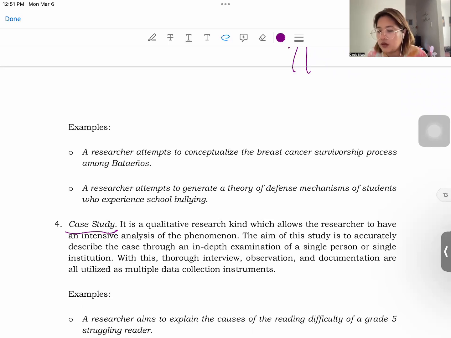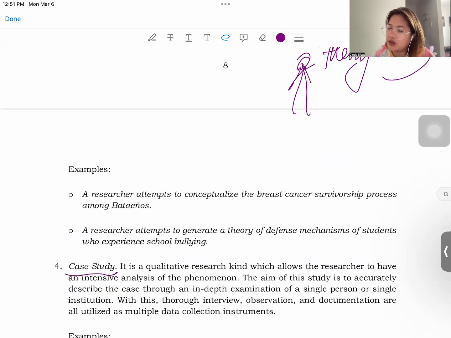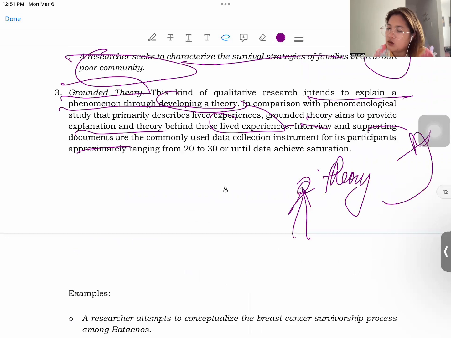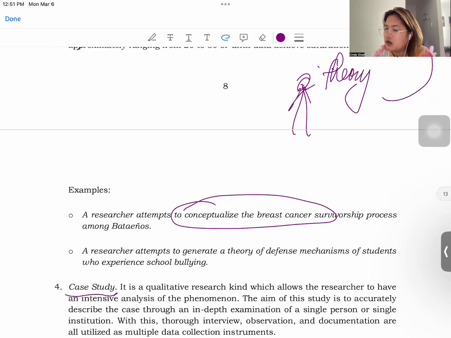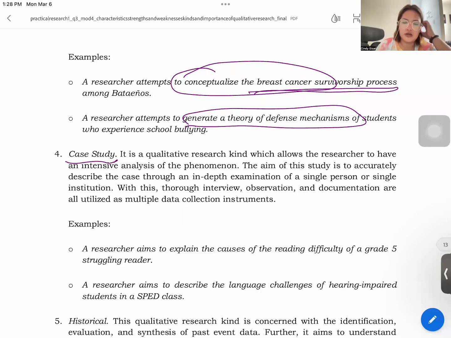Okay, so continuing, we also have case study. Ay, better examples muna pala ng grounded theory. So, yung conceptualization ng breast cancer survivorship process, or you generate a theory of defense mechanism. Okay, as mentioned, we have case study.